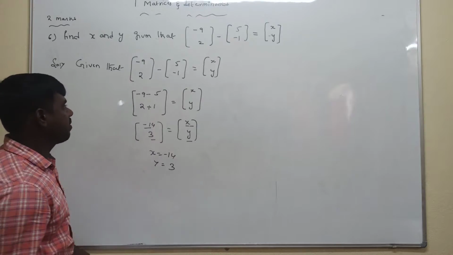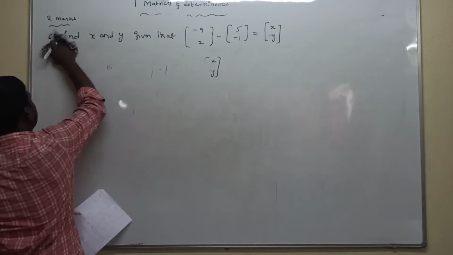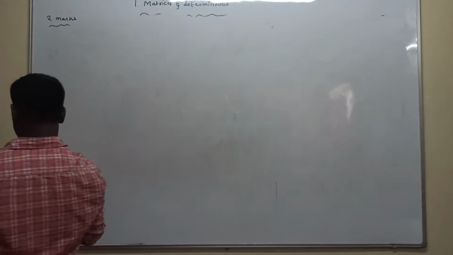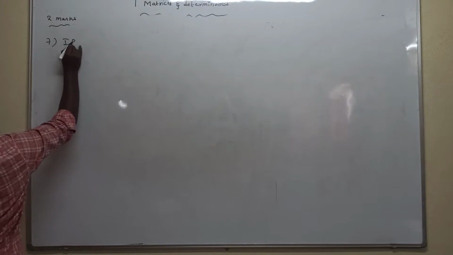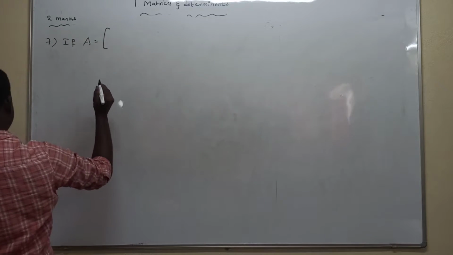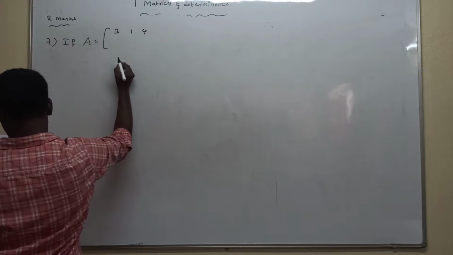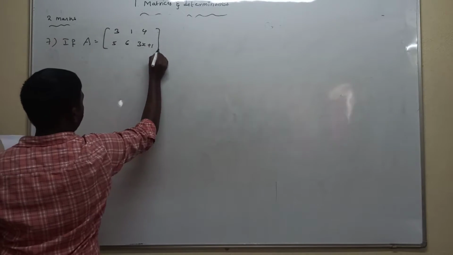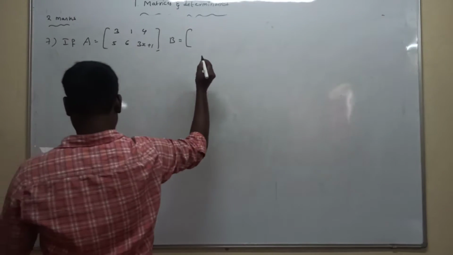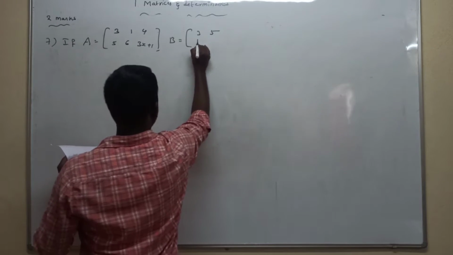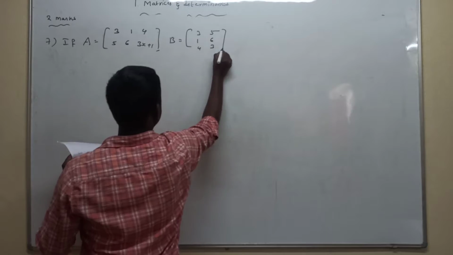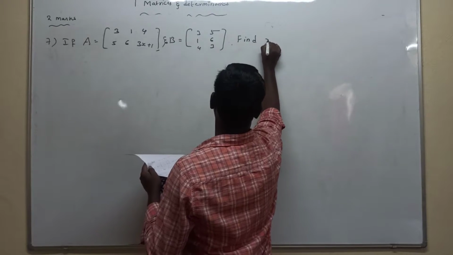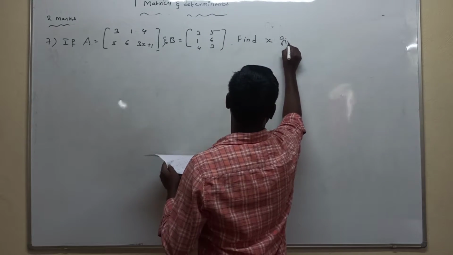Next, we are going to the seventh problem. So, we are understanding the question. Easily we identify the x value and the y value. Seventh one. Capital A is equal to the given matrix 3, 1, 4, 5, 6, 3x plus 1, and the B matrix given is 3, 5, 1, 6, 4, 3. Find the x value.